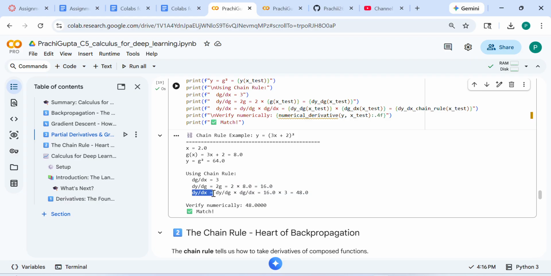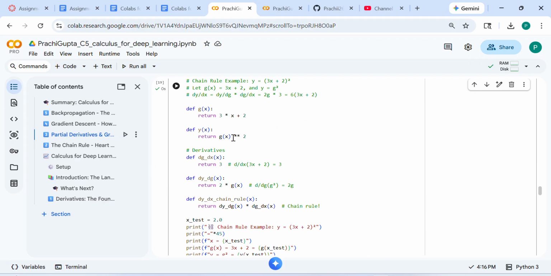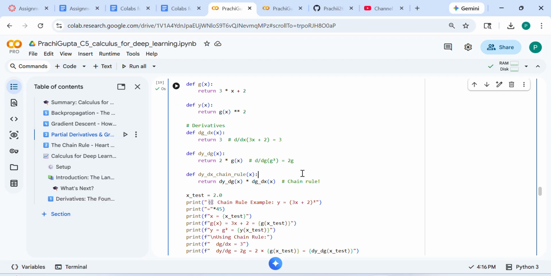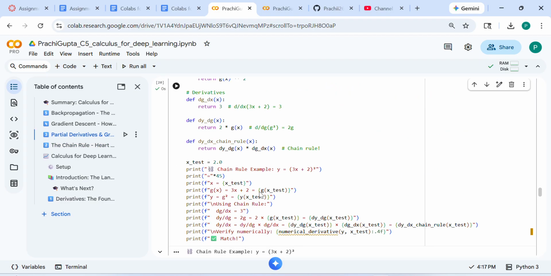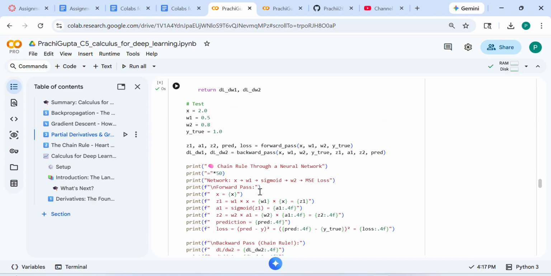And now we have to give dy by dx, which is equal to dy by dg into dg by dx. So it will give us 3 into 16.0, that is 48.0. Numerically it is 48.0, and if you put 2 here, 3 into 2 is 6, and 6 plus 2 is 8, and 8 square. So this is what we do in the chain rule. Let's move forward. I'll just quickly run it again. We can see the output is the same. Now we'll move to the next part.